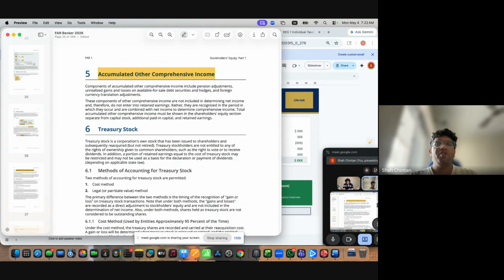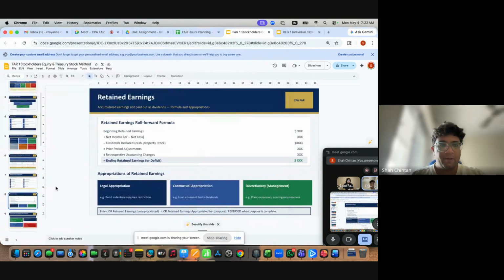Now, if you have no questions, we are starting with one example of treasury stock. One method we will be able to capture today. The second method and the next chapter will be done tomorrow along with your exam doubts. And this will end your FAR 1 entire topic. If no questions, let's straight away jump to the treasury stock concepts.